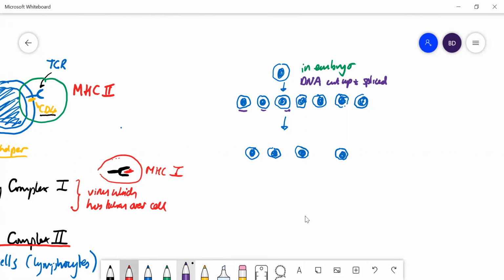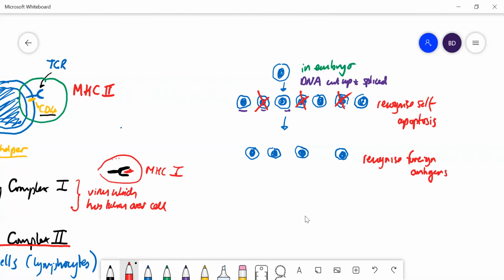Now these ones with the red crosses I'm drawing here, these are the ones that recognize self. So in the embryo they are wiped out, aren't they, by apoptosis. So you end up with these ones, these recognize foreign antigens. The ones that don't, and they can be dealt with.